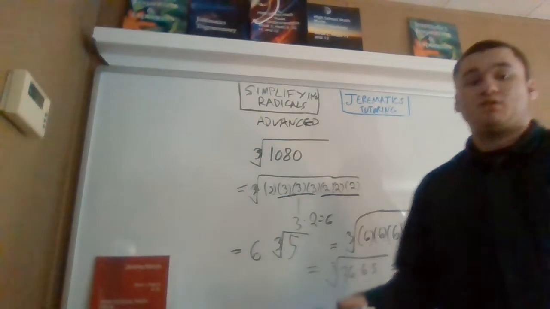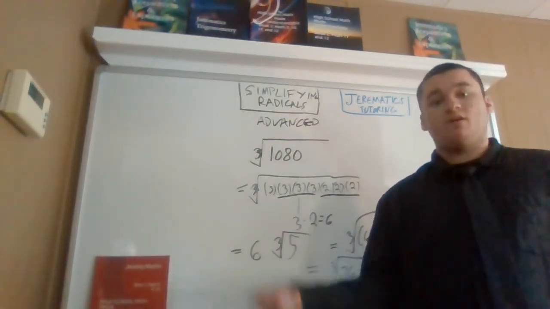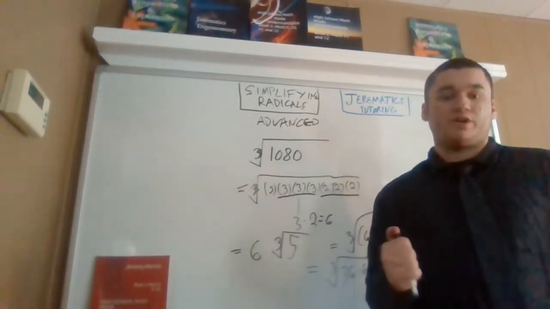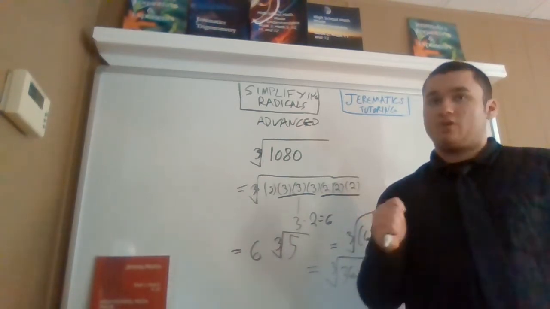So that's how you simplify advanced radicals when you've got a cube root involved and you've got a very large number that you need to break down. So if you follow these steps, you're bound to succeed.